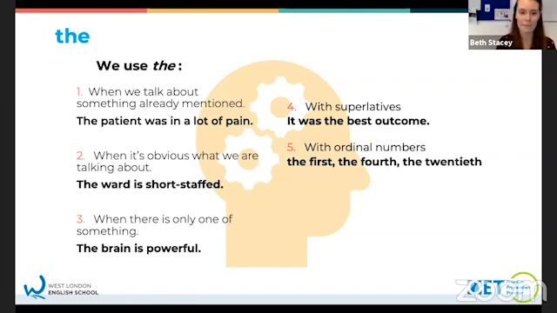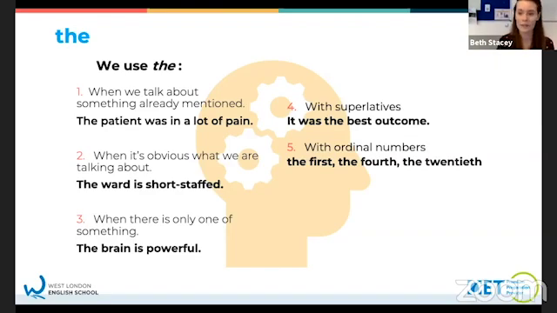So let's have a look at the. We use it when we talk about something that we have already mentioned or already spoken about. The patient was in a lot of pain. If it's obvious what we're talking about, then we also use the. So, for example, the ward is short-staffed, or maybe the result showed. You might be thinking, what result? But maybe it's obvious which one you're talking about. So we use the. If it's a result, you'd be like, which result are you talking about? Which specific result? But if it's the result, then you know which one it is.